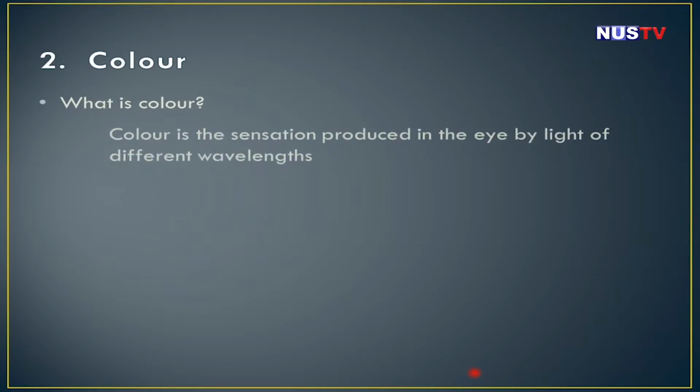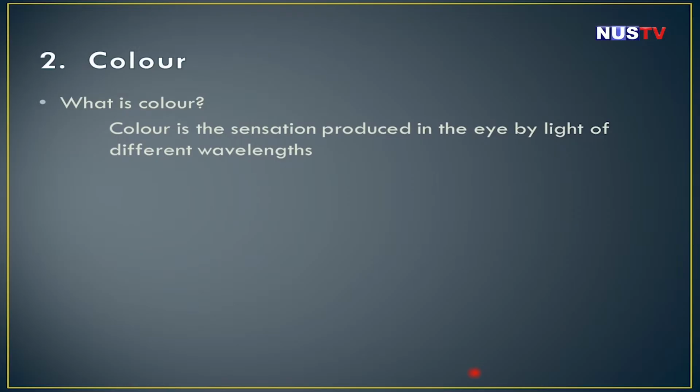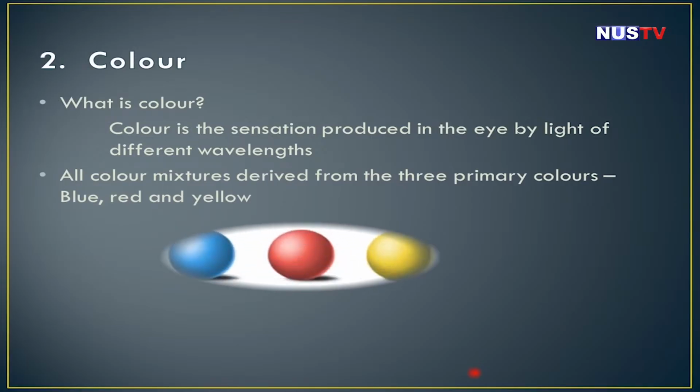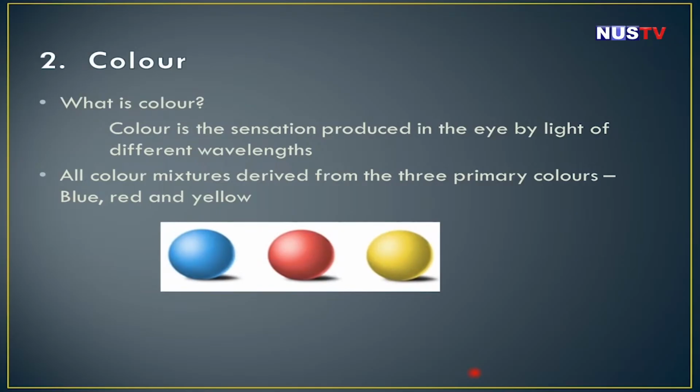Our next one is color. What is color? Color is the sensation produced in the eye by light of different wavelengths. To make it simple, color is one of the elements of art that is produced when light strikes an object and is reflected back to the eye. All color mixtures derive from the three primary colors, which are blue, red, and yellow.